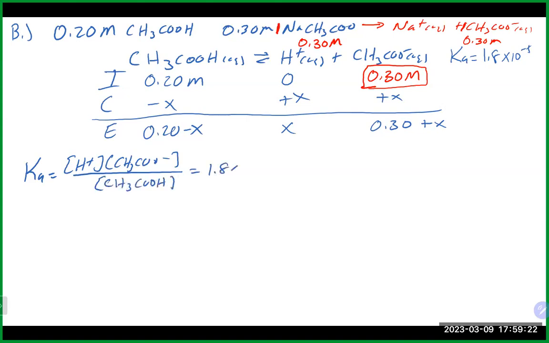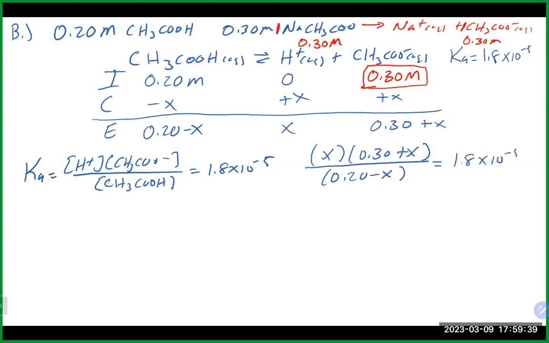And it's still, again, going to equal its Ka value. Putting our values in there, that gets us x times 0.3 plus x divided by 0.2 minus x equals 1.8 times 10 to the minus 5. We use the assumption on the first one. Why not use it here as well? So we're going to assume that x is equal to 0.